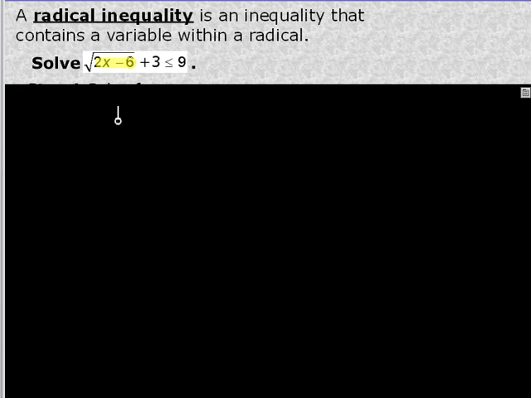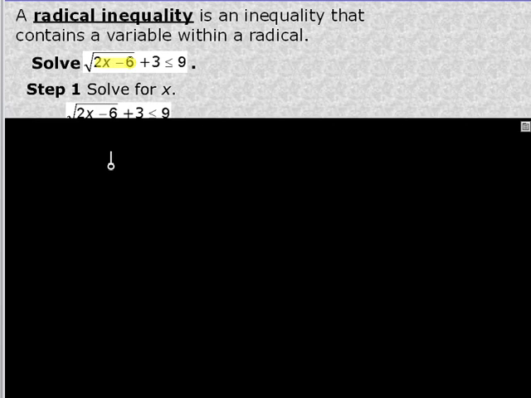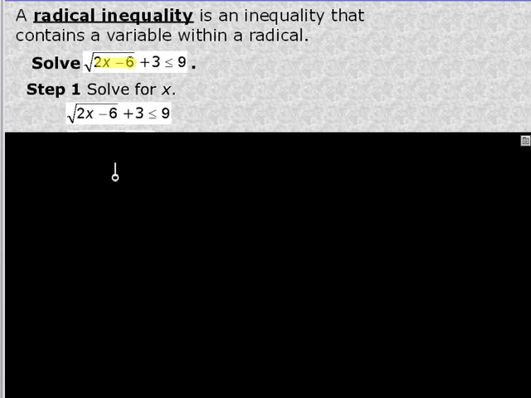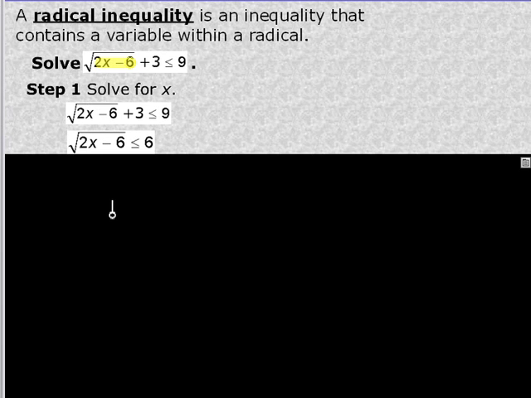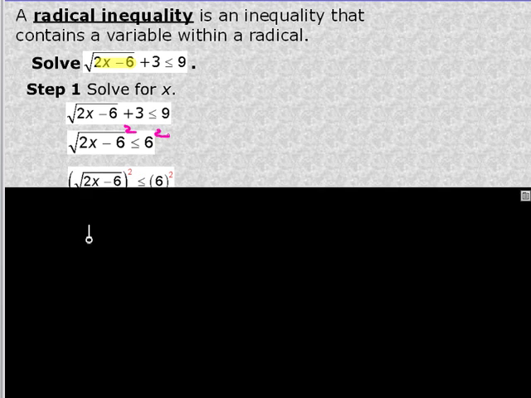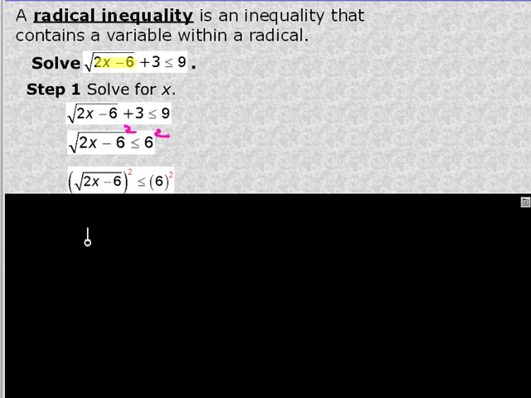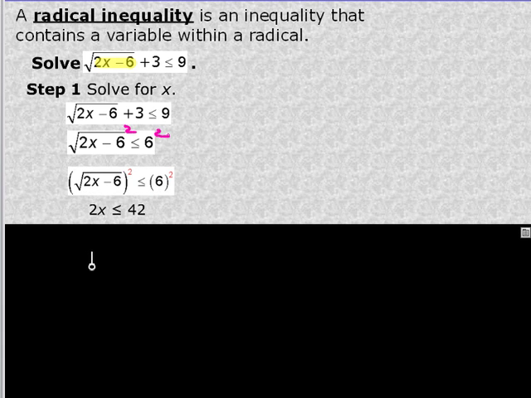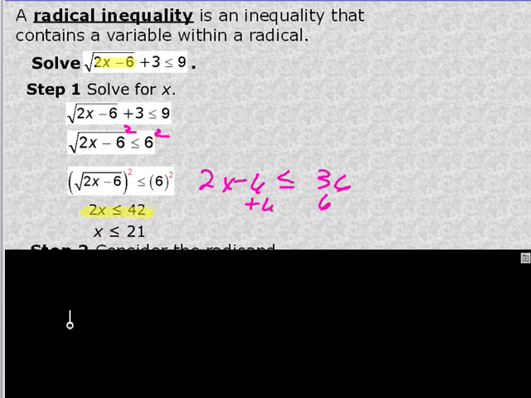So we're going to isolate the radical by adding or subtracting 3 from both sides. Now the radical is isolated, so we're going to raise to the radical index, which is 2. That's going to undo our square root and give us 2x minus 6 is less than or equal to 36. We added 6, which is where we got to this, and then divide by 2, and you're going to get x has to be less than or equal to 21.